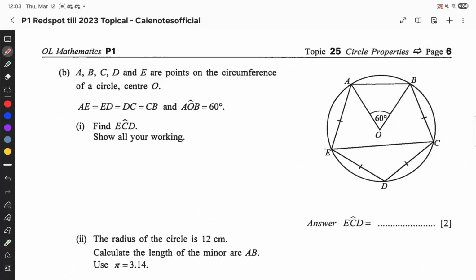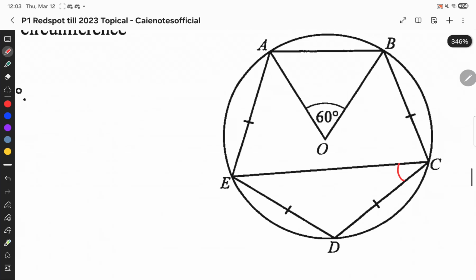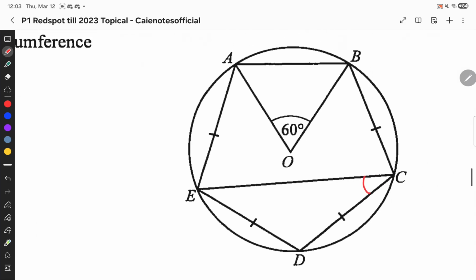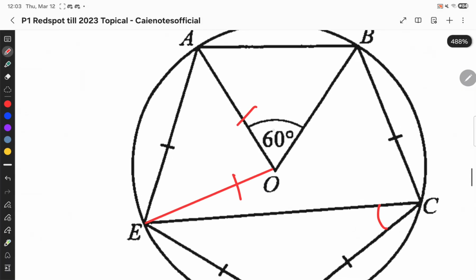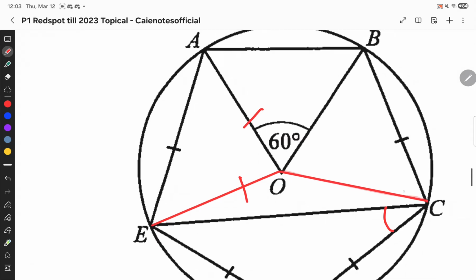Find ECD. So how do you find ECD? No, this is not the angle at the center, double the circumference thingy. We can find this by doing a lot of hard work. Firstly, we make this. We know this will be isosceles, and so will this be isosceles. Now this is 60, and this is also isosceles, so this will be 60. This is an equilateral triangle.